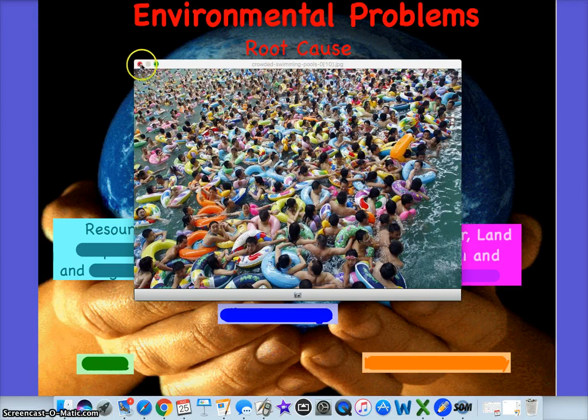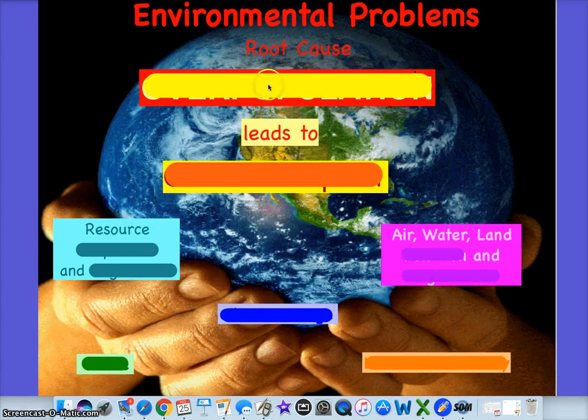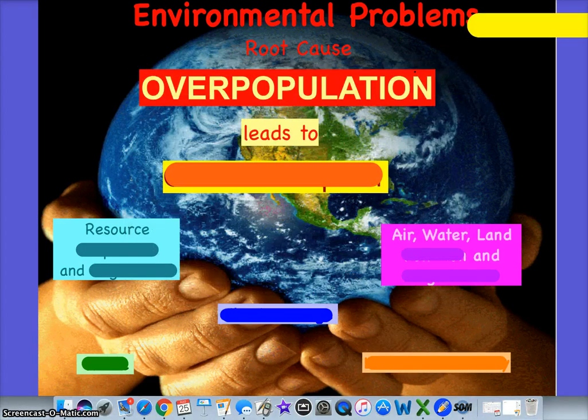So yes, what's the root cause? Overpopulation. This is an actual pool in China that people go to, like rapids. This is the rapids of China. If you look online, they literally have a picture of their wave pool, their lazy river. You bump into people there, right? So overpopulation causes this, which causes this, which causes this. It is the root cause of all environmental problems.